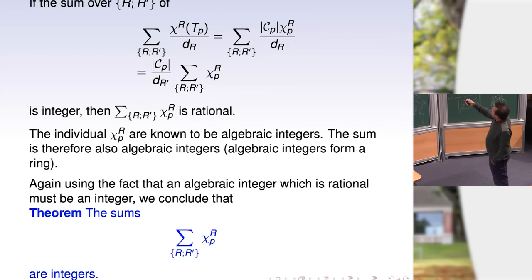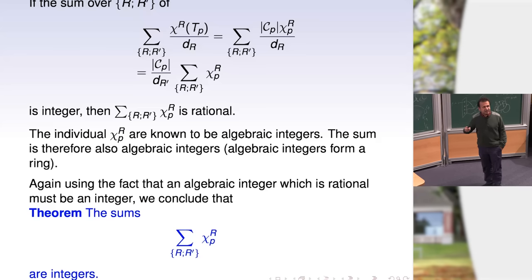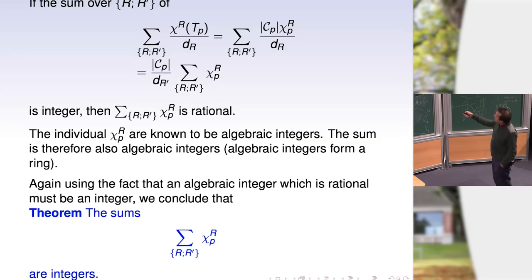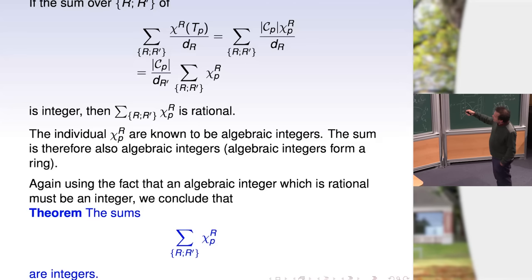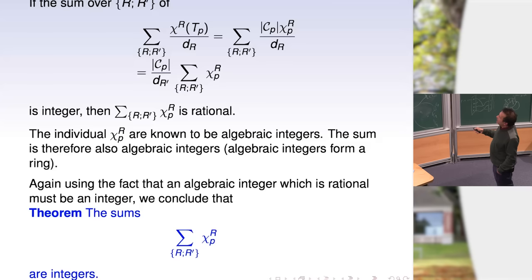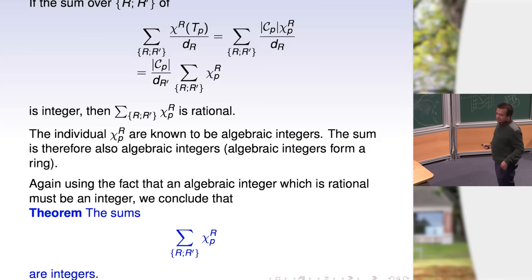That's the size of the conjugacy class. This is dR, but these are dimensions which have the same dimension as R prime. So this is dR prime, so I can just pull this out. Now I get this sum of characters. This is an integer, so this is therefore rational. But it's also known that the characters themselves are algebraic integers, because there are simple reasons from group theory to know that. And therefore, this is also an algebraic integer. And from this property, it follows that these sums are integers.